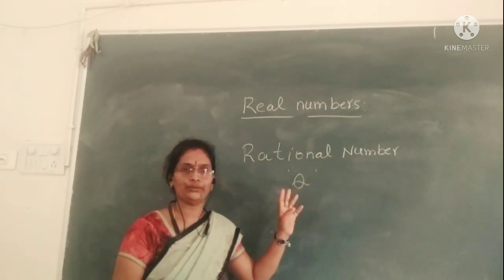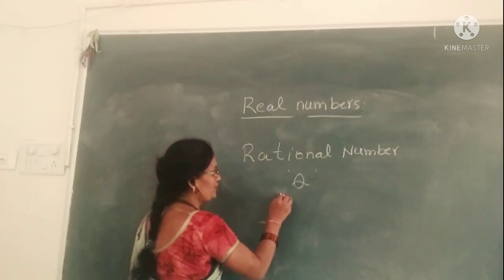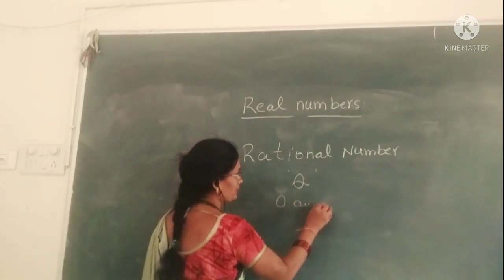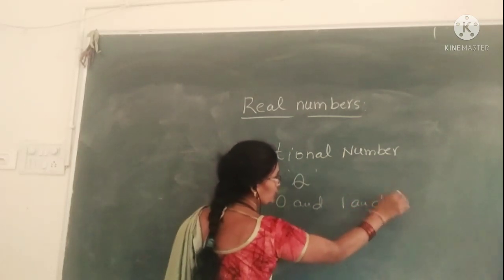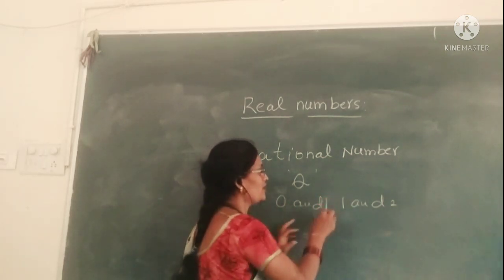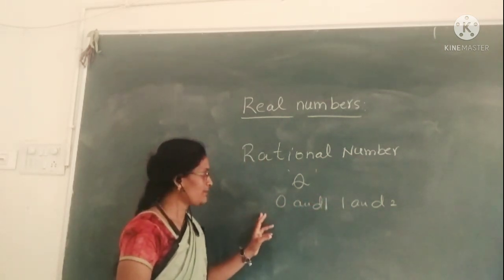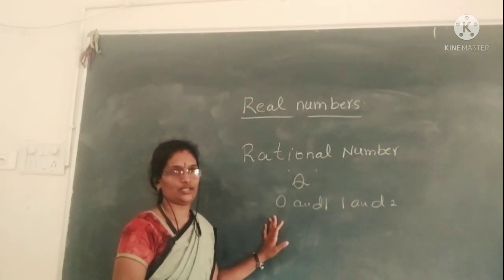Then, can you find any number between 0 and 1, or between 1 and 2? These numbers are called rational numbers.